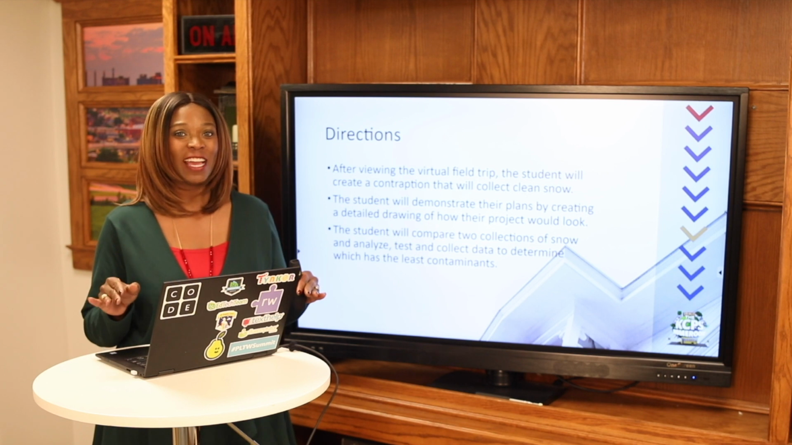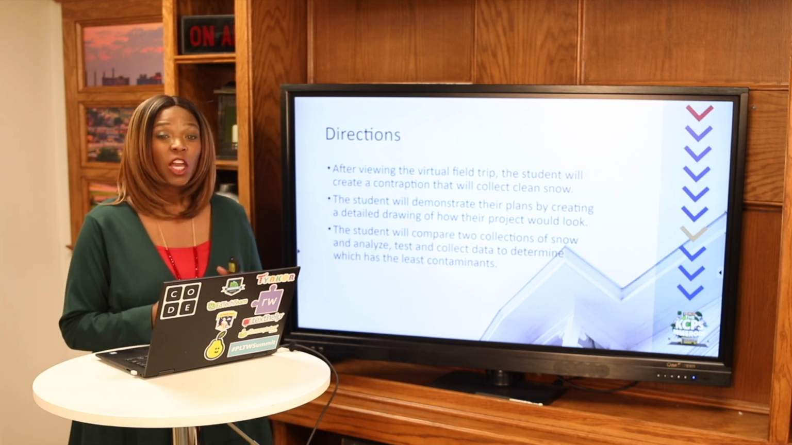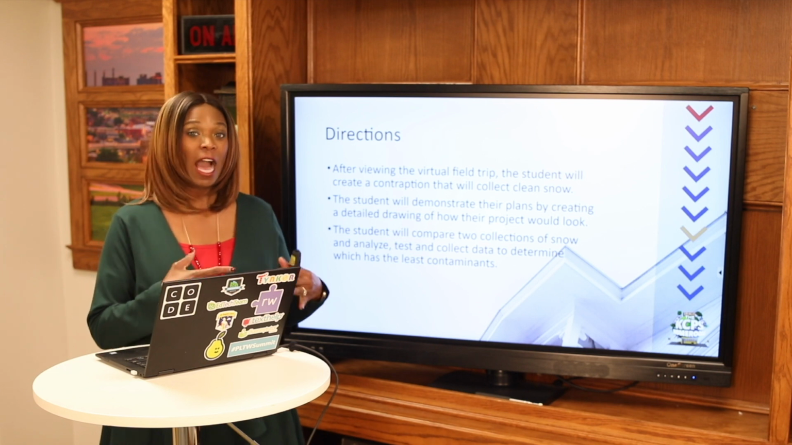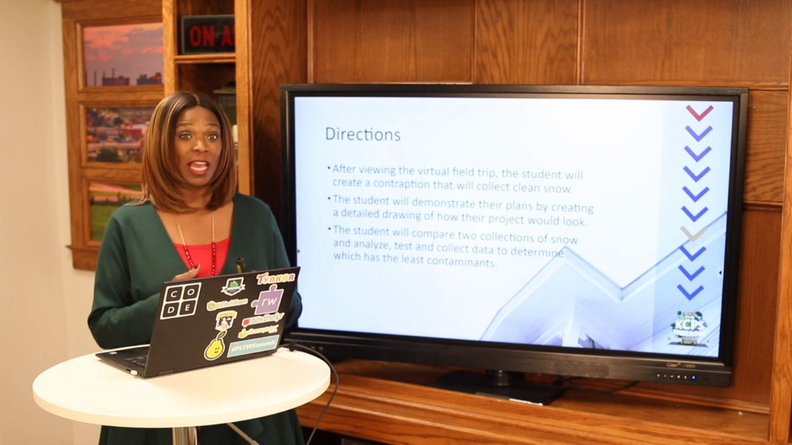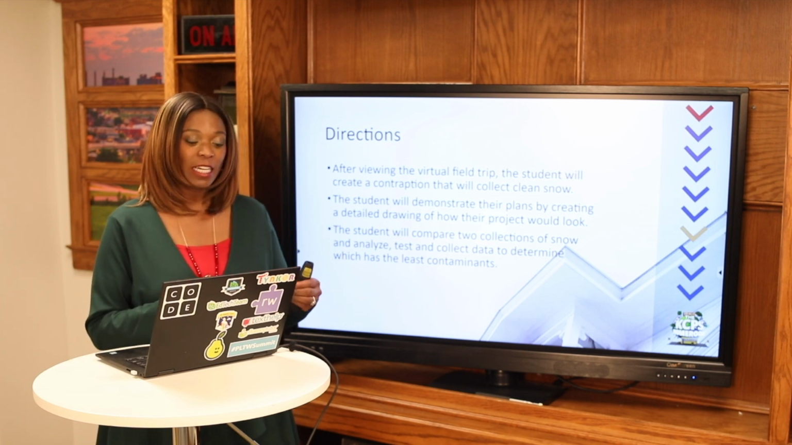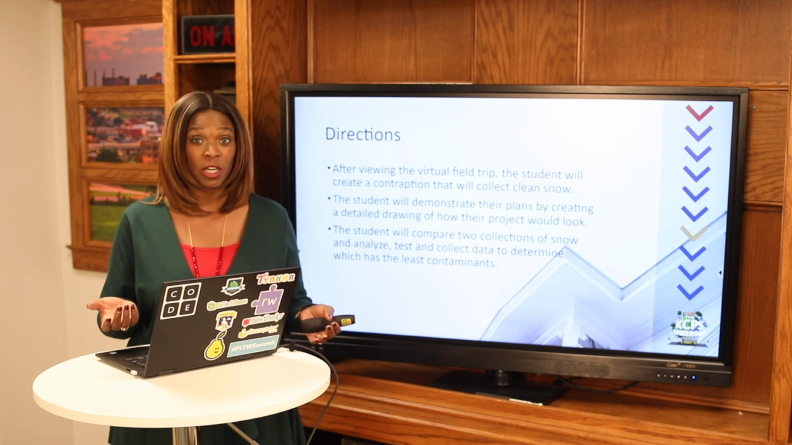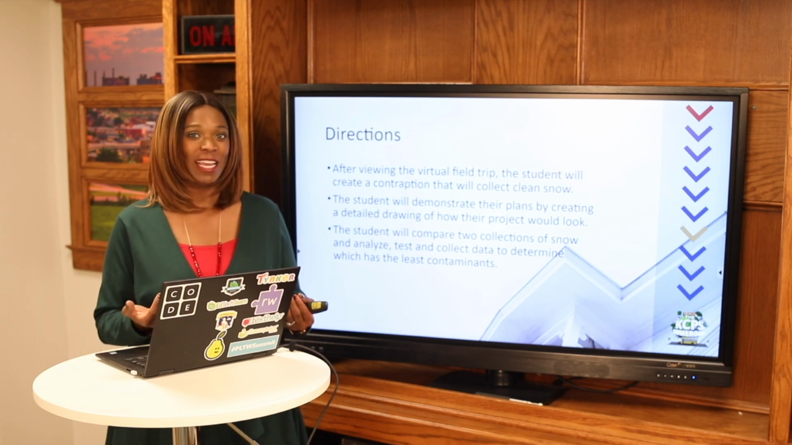I know you're excited for it to snow the next time, and I want you to be ready. You are going to demonstrate how your plans are going to happen that you're going to use to create your snow collector. So you need to make a detailed drawing of how your project is going to look. So that's the first step. Draw a picture and plan it out.